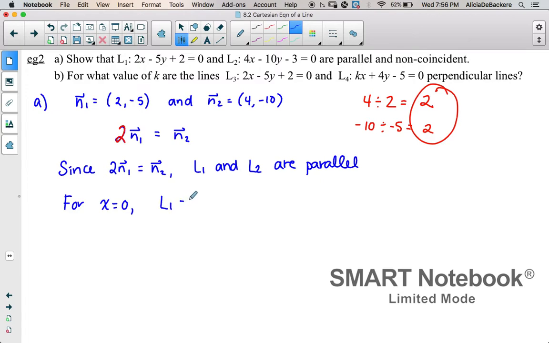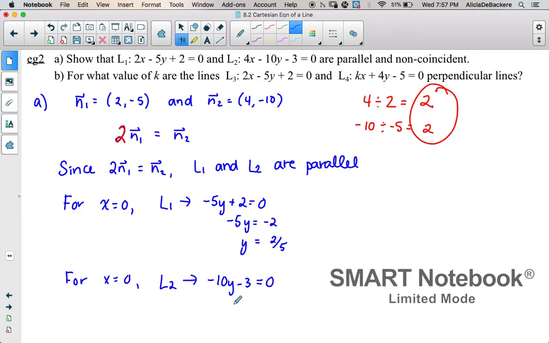Then for line 1, I'm going to plug in x equals 0 here, and I'm left with -5y plus 2 equals 0, and I'll solve again for the height of this point. So -5y equals -2, and then dividing it out, I'm going to get a positive 2/5. Now we're going to check for x equals 0 what's happening on line 2. So on line 2, I'm plugging in x equals 0, this term goes away, and I'm left with -10y minus 3 equals 0.